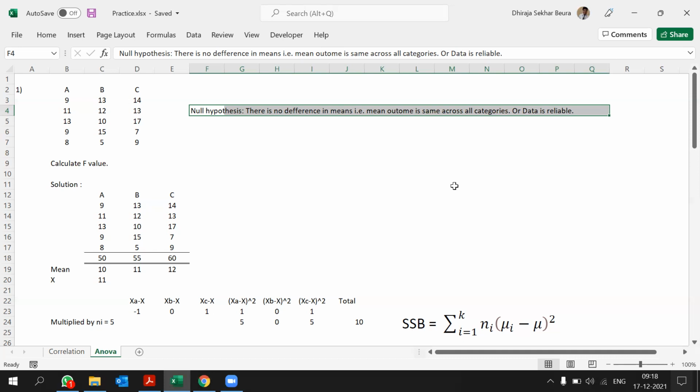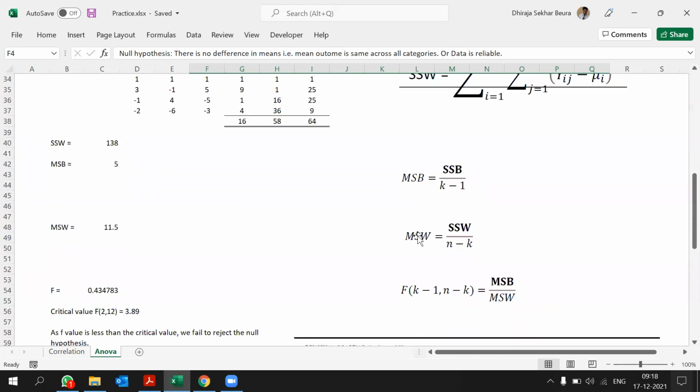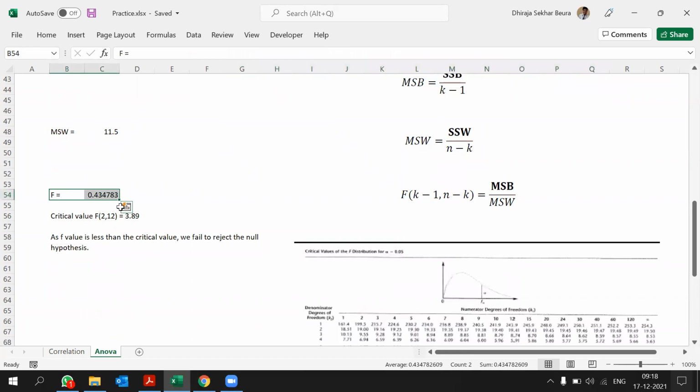That's when your F calculated value will be more than your F critical value. That's when it is not reliable, and you say the null hypothesis is rejected. We reject the null hypothesis. However, if your F value is less than your critical value, then you say we fail to reject, or the other way around, we accept the null hypothesis.